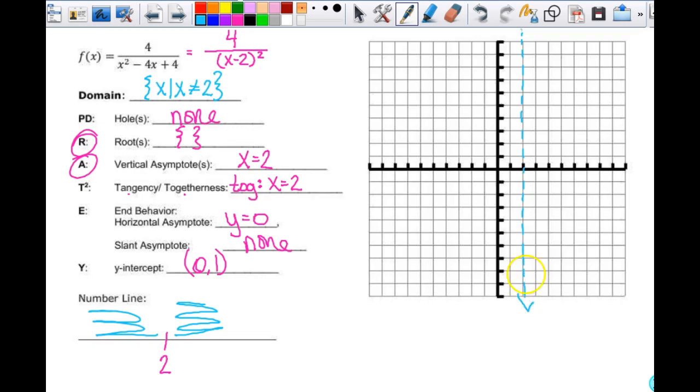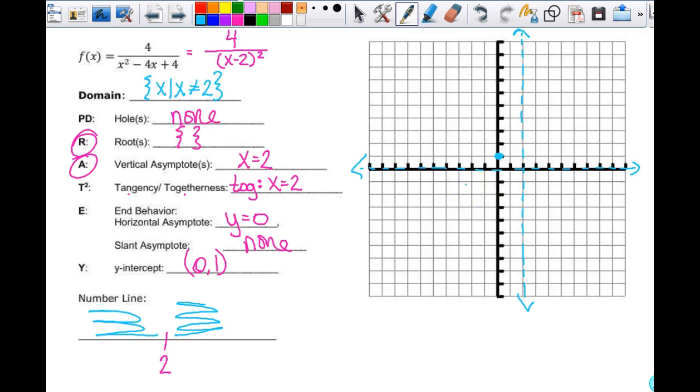I have togetherness at x equals 2. We'll come back to that. Y equals 0 is my horizontal asymptote, and my y-intercept is 0, 1. All right, so from my sign chart, it's positive the whole time, which means I know I'm not crossing the horizontal asymptote, because if I did, it would have to be negative.